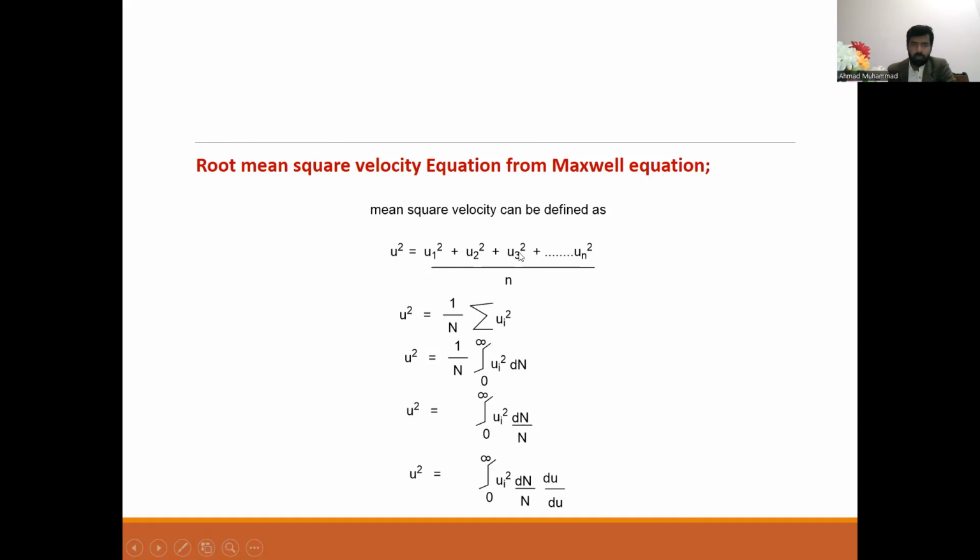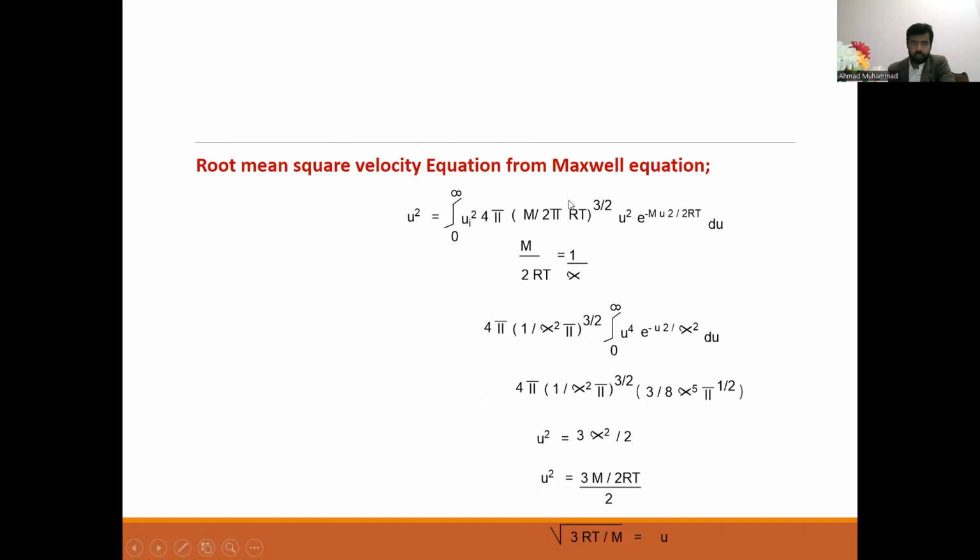So we can express this whole relation in sigma form, and then we can also express this sigma form in integration form. Then we multiply and divide by du over du. Further, we put the term m over 2RT equal to 1 over alpha square.